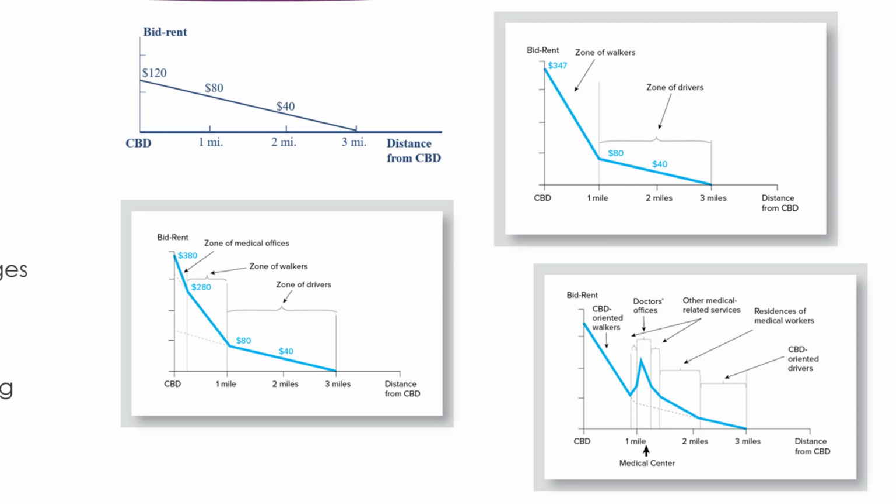In this case, the CBD office workers that are walkers are going to live closest to the CBD. They're going to be willing to pay the most there. And then the medical related services are going to be near the doctors' offices. The doctors are going to live there. The residences of medical workers are going to be closer to the medical center. And then everyone else is pushed out to the city edge.